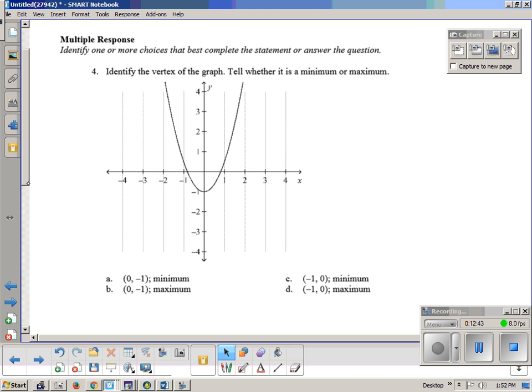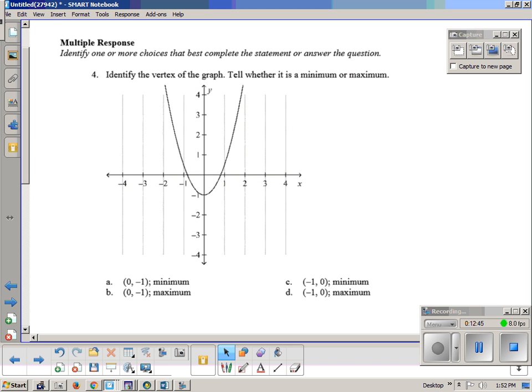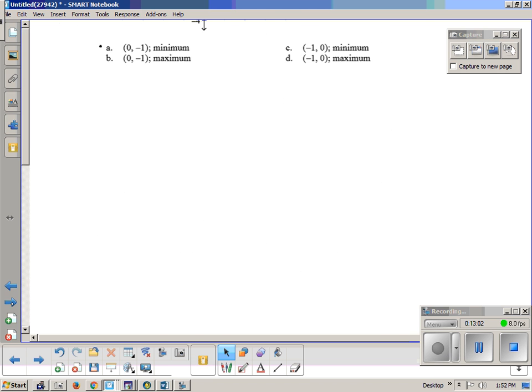Okay. So this is a minimum because it's a low point in the graph, and the vertex of the graph is right here, and that's going to be 0, negative 1, and it's a min. So that's going to be answer letter A. Okay. Moving on to the next page.